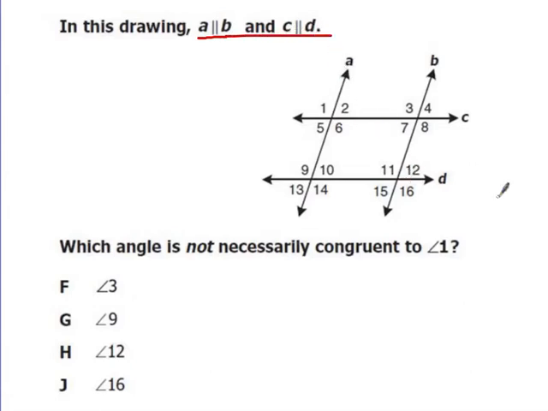When you have a problem like this where both sets of lines are parallel, that's going to make your job a lot easier, because basically all the small angles are going to be congruent and all the big angles are going to be congruent. So let's find angle 1.